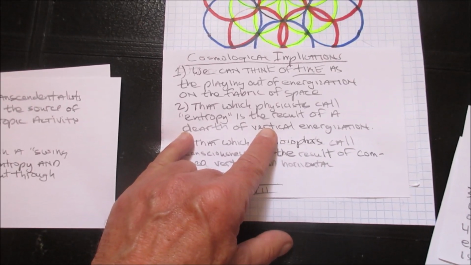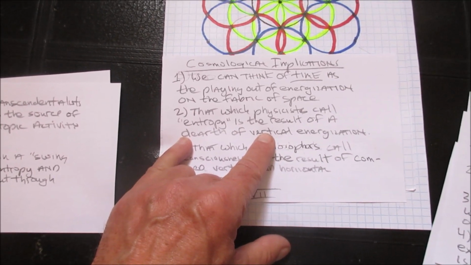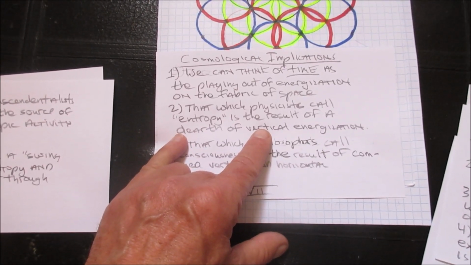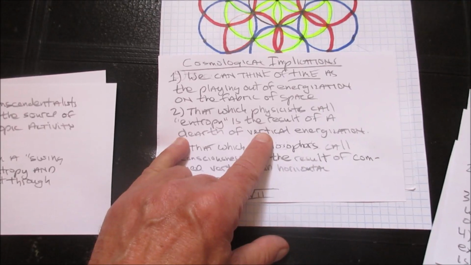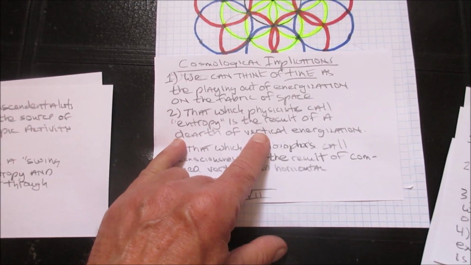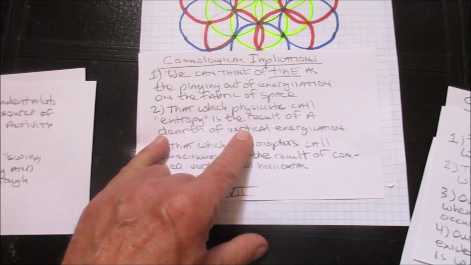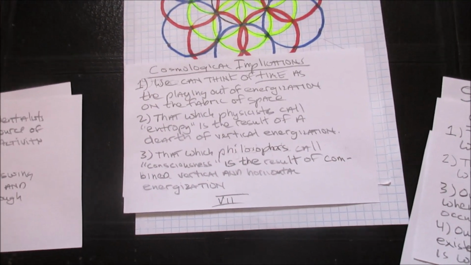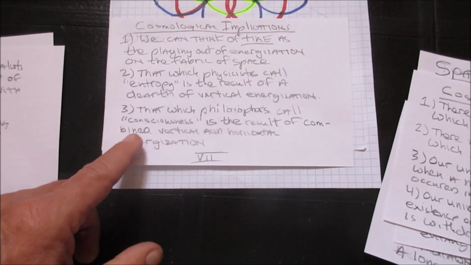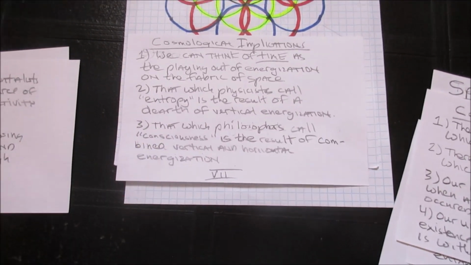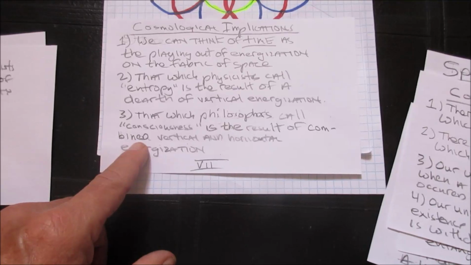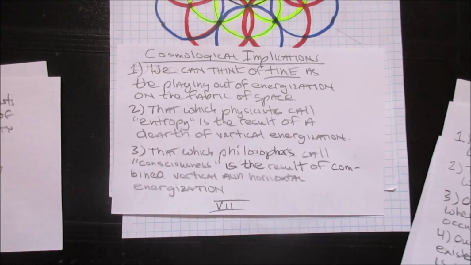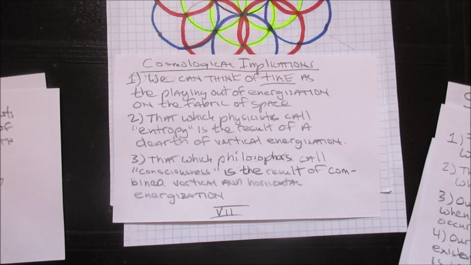You're going to have a gentle oscillation, which is just normally over time going to dissipate and spread out until everything becomes a great cosmic soup. That is called the principle of entropy. And it explains the arrow of time, doesn't it? That which philosophers call consciousness, a new principle, is the result of combined vertical and horizontal energization. And that requires a good deal of expression.